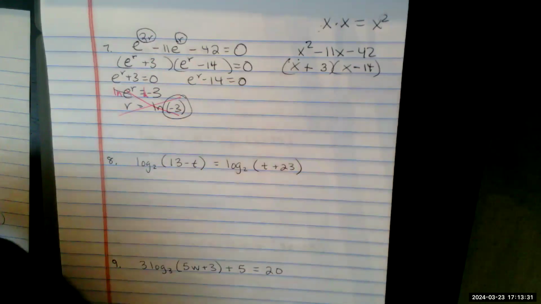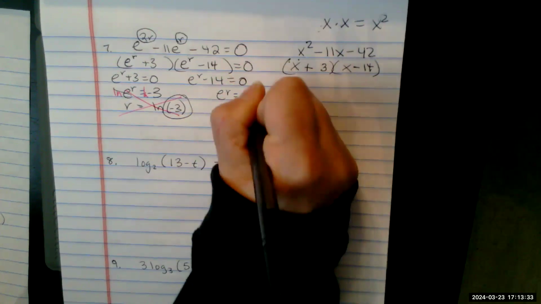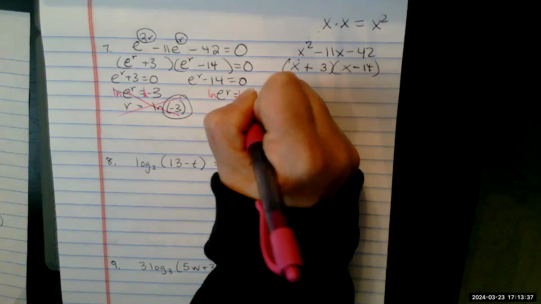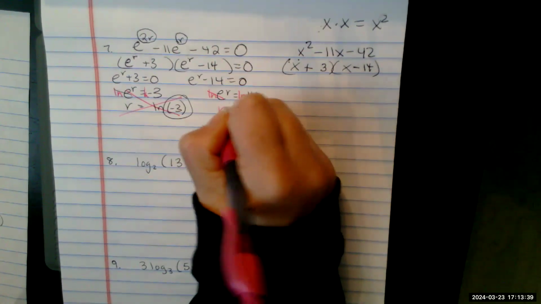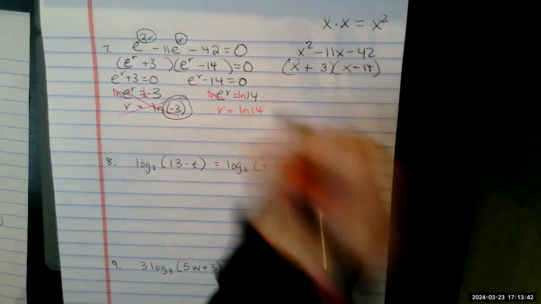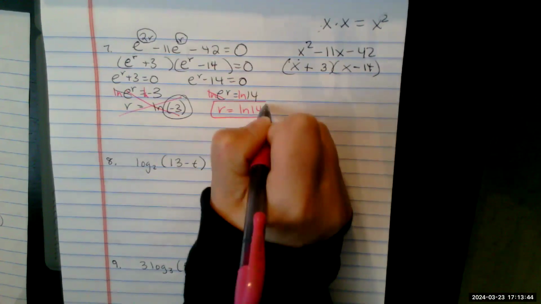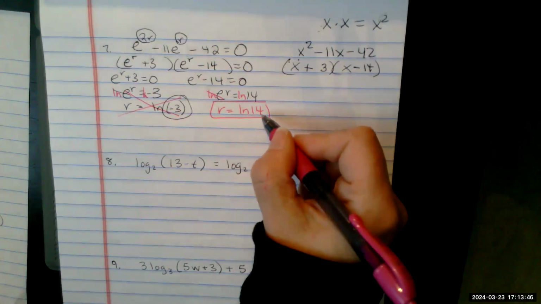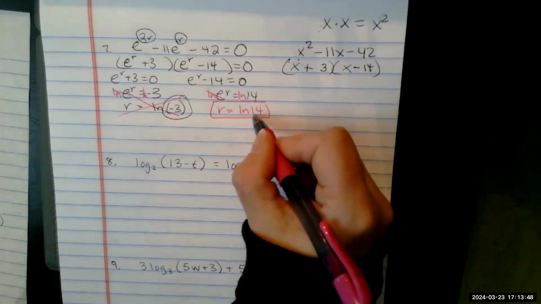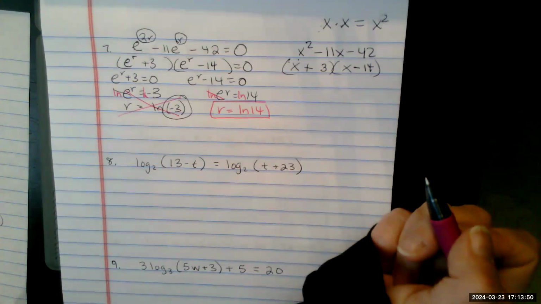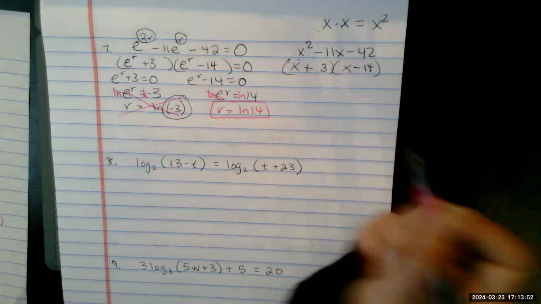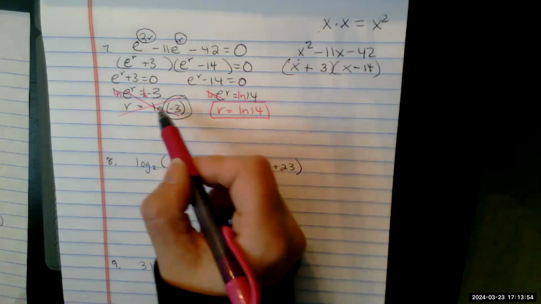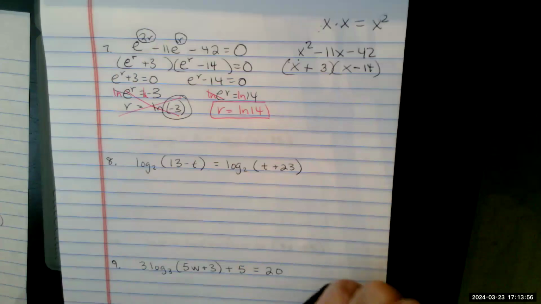But now let's see if this one works. Adding 14 and then doing that same ln to get rid of the e, our answer is ln 14. And depending on if they want approximate or exact, this would be the exact. So we could have had two different answers, but since this one didn't work, we ended up with only one answer.